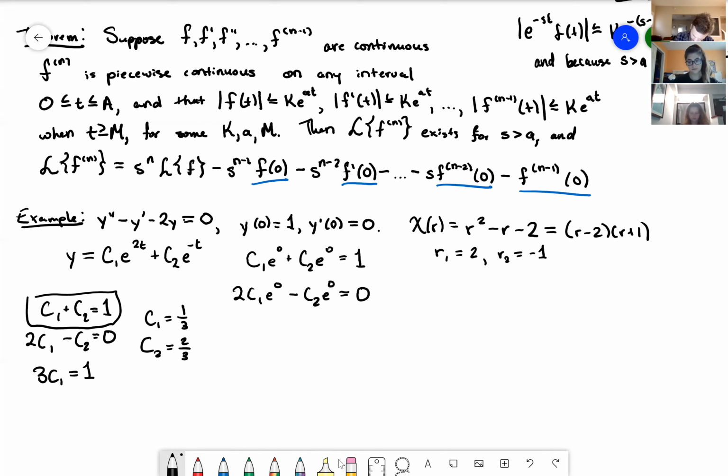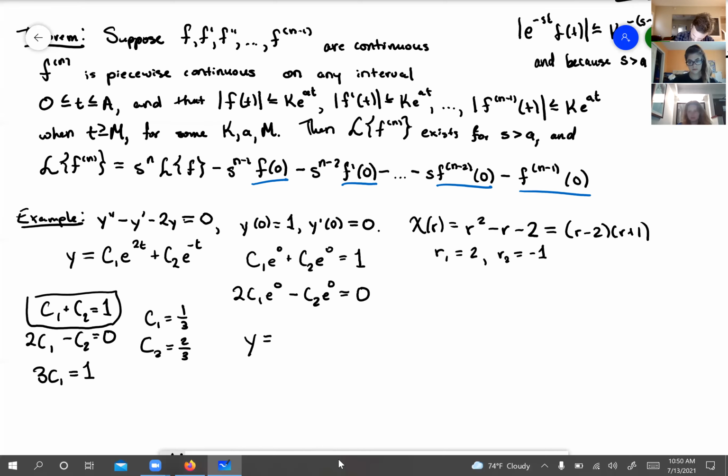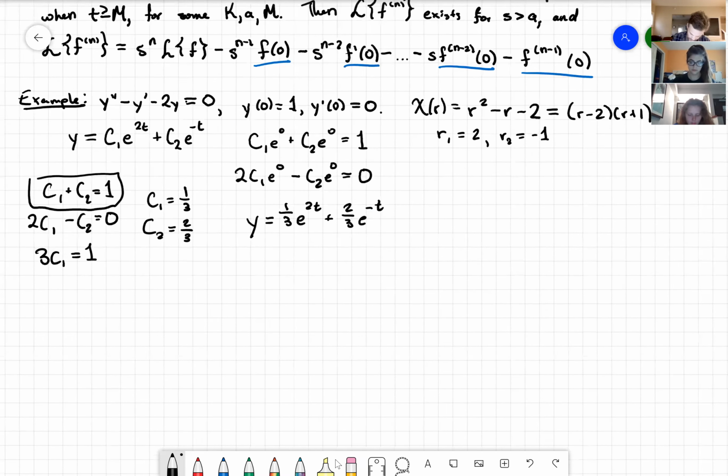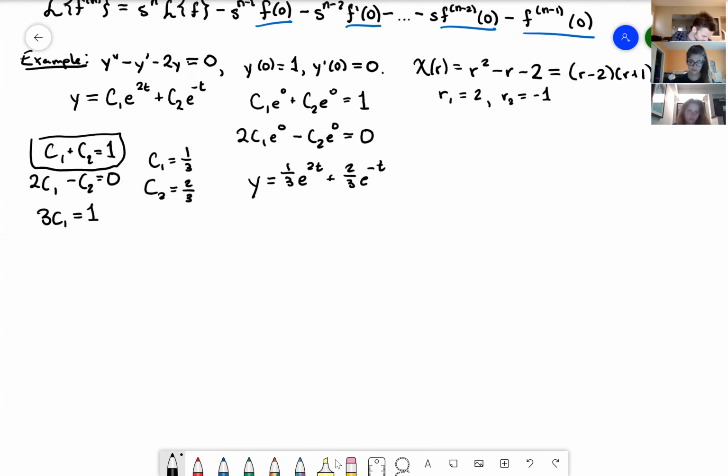So what I get is that the specific solution is 1/3 e to the 2t plus 2/3 e to the minus t. Okay, no sweat. We've seen this one many times. This is something that we can do.